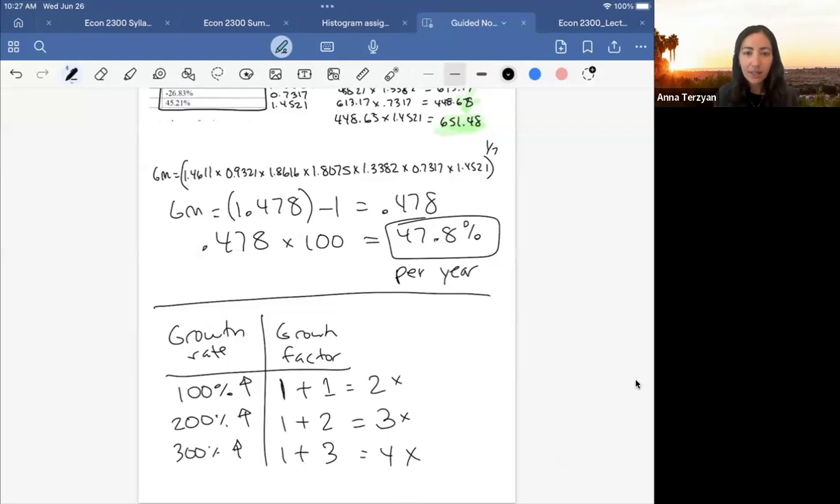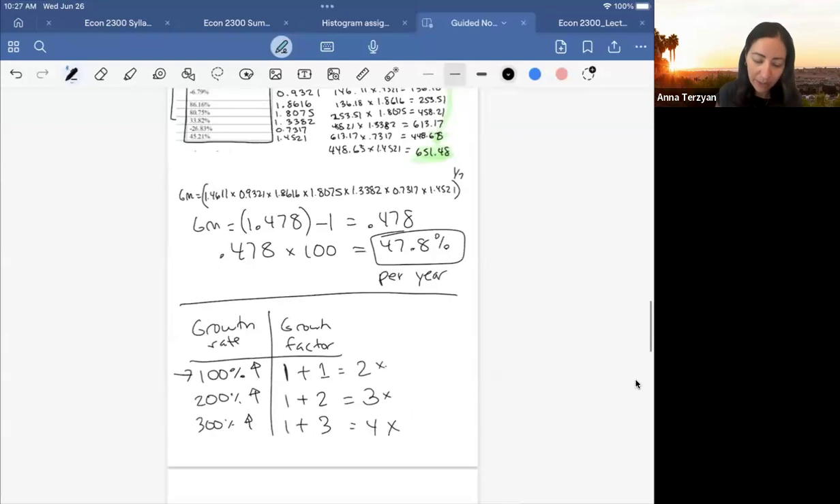Just sometimes I could see people get confused about this in terms of the growth factor and the actual percentage increase. Sometimes they see it as the same number, but it's not. So if something doubles, that means it's growing 100%, which means it's a factor of 2. If something triples, it's growing by 200%. Quadruples, it's growing by 300%. I know it's a kind of mismatch there, but that's just a little bit of guidance for you guys.